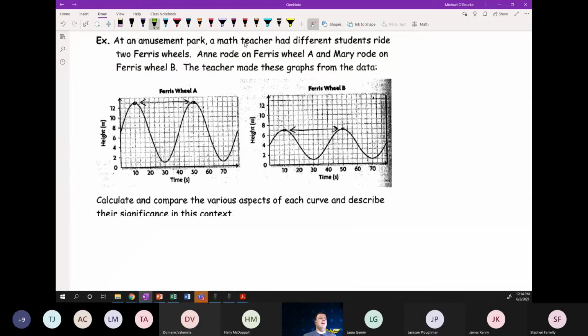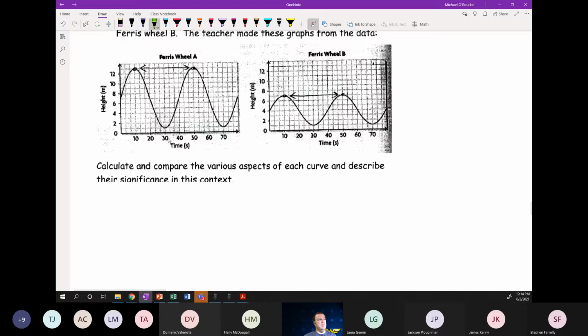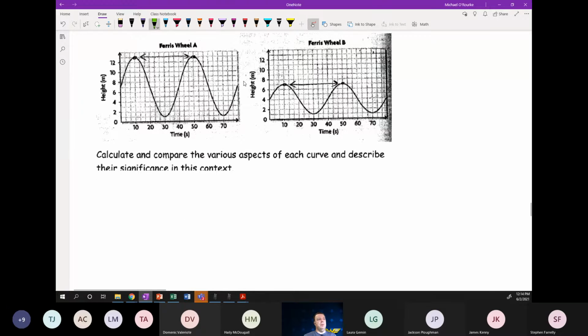So at the amusement park, a math teacher had different students ride 2 Ferris wheels. Okay? Some rode Ferris wheel A, some did Ferris wheel B. And I made the graphs for each one. I want you to compare these two. I'm going to do the first one with you, and then I'm going to leave you to do the second one. We're not just going to compare the numbers, we're going to give it context within the numbers.